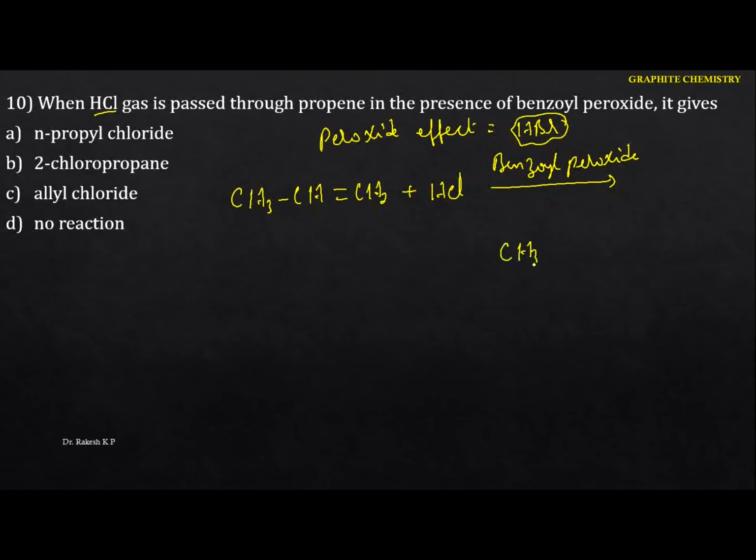Hence, here the product we are going to get is 2-chloro. That means the negative part is added to the alkene carbon having fewer hydrogens. That means this chloride is attached here. So we are going to get 2-chloropropane. It is also called isopropyl chloride. Hence, in this case the option is B. Okay, so next question.